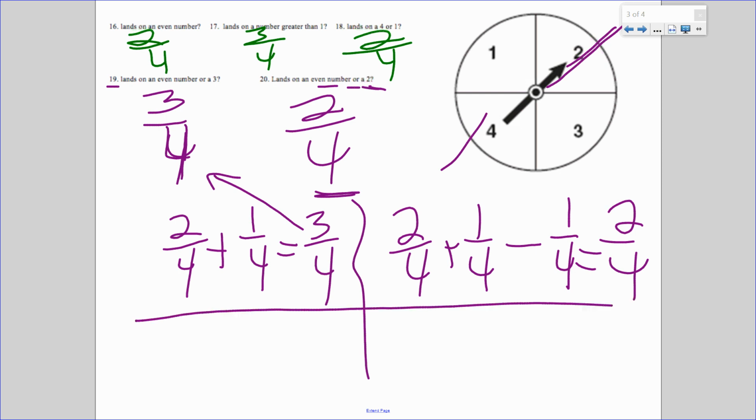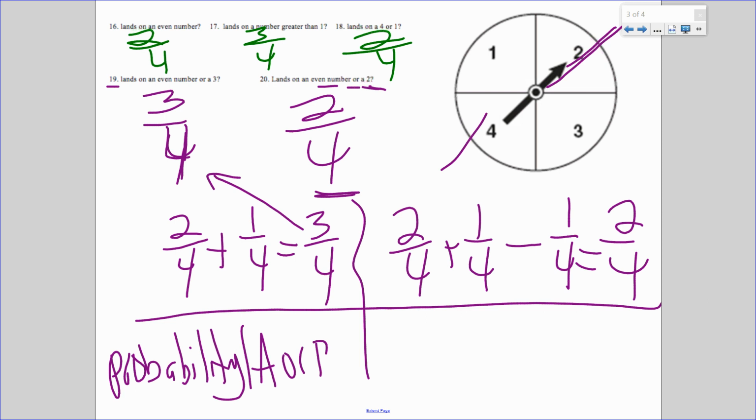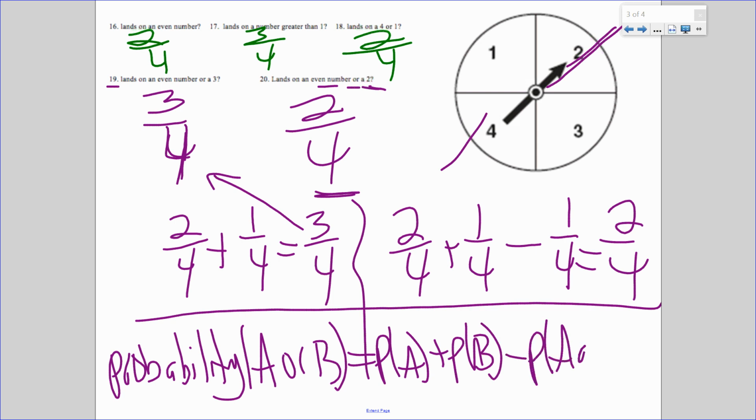So, again, we don't need this for this lesson. I'm just planting a seed for a later lesson. The probability of A or B is the probability of the first event plus the probability of the second event minus the probability of both of them. For this type of question, you would just count, but I'm planting the seed for this lesson that's going to come up in a few days. That's where it comes from.